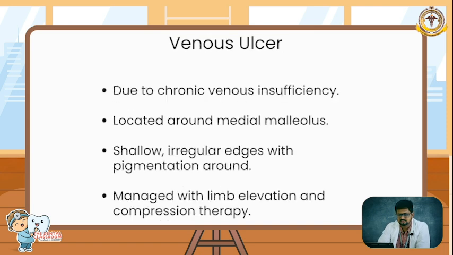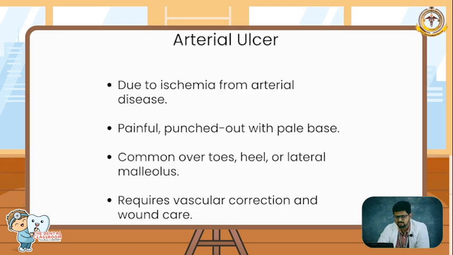Venous ulcers are due to chronic venous insufficiency, located around the medial malleolus. They are shallow with irregular edges and surrounding pigmentation, managed with limb elevation and compression therapy. Arterial ulcers are due to ischemia from arterial disease. They are painful with a punched out, pale base, commonly over the toes, heels and lateral malleolus, and require vascular correction and wound care.